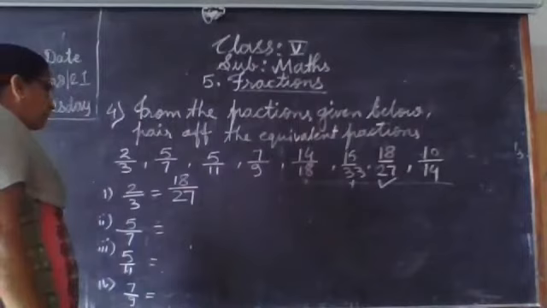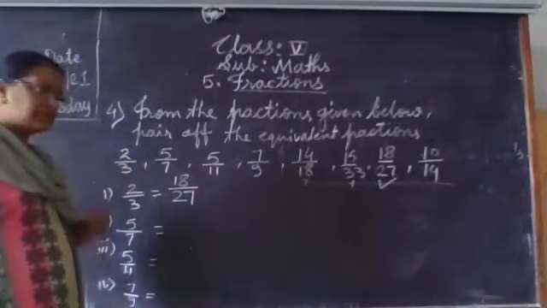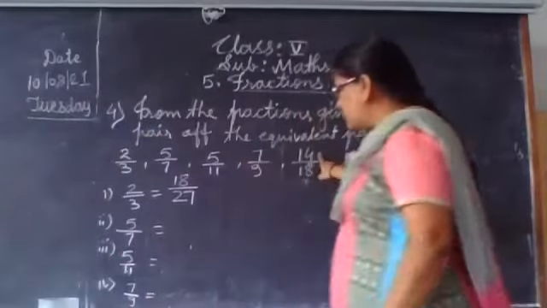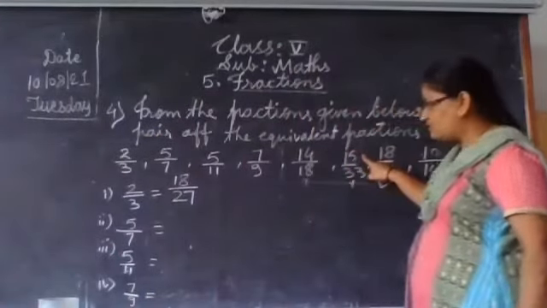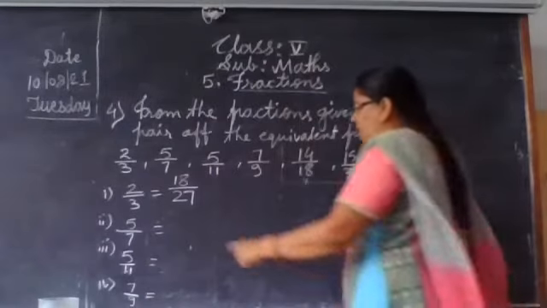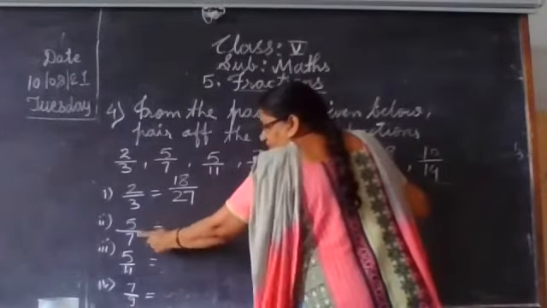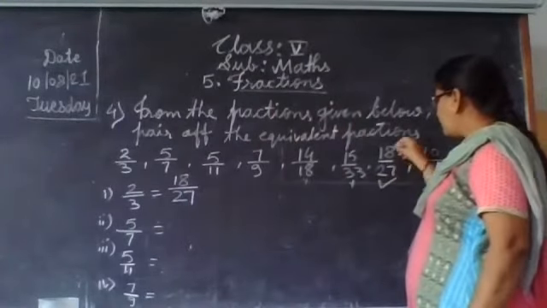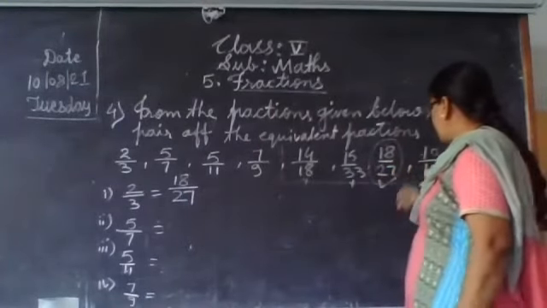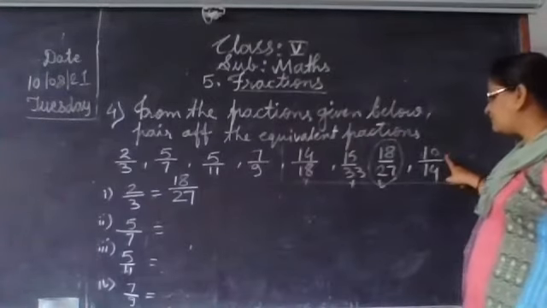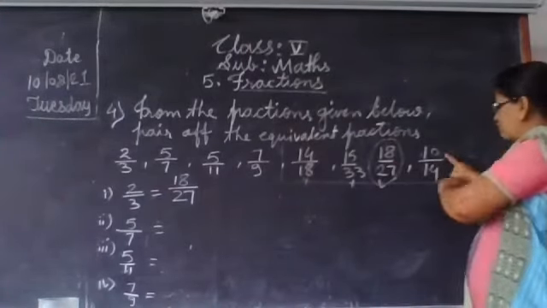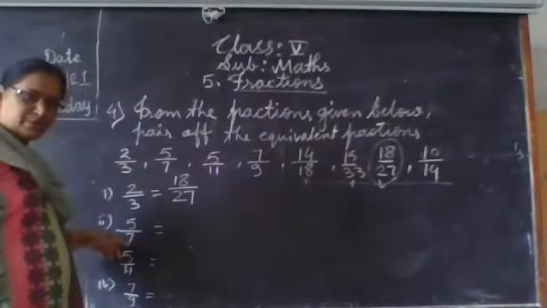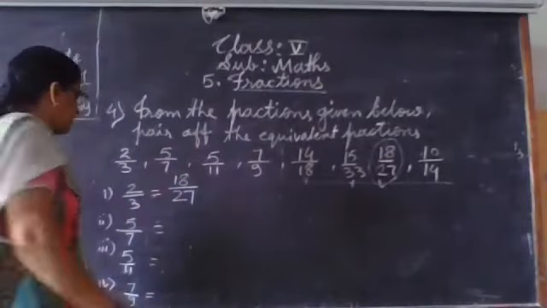Now 5 upon 7. See again, 14 is not a multiple of 5. Yes, 15 is a multiple of 5, meaning 5 3s are 15, but 7 3s are 21, so it is not. 18 we have already chosen. And now 10. 5 2s are 10 and 7 2s are 14. So if you multiply both numerator and denominator by 2, you will get 10 upon 14.